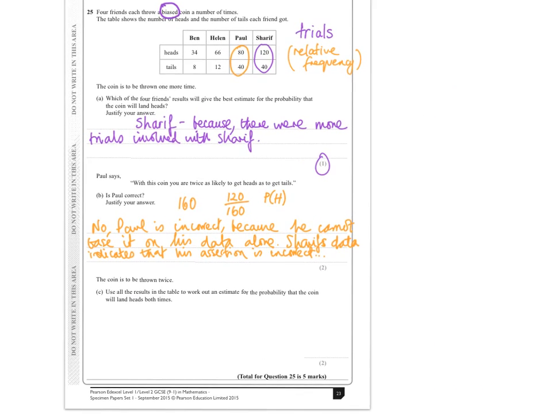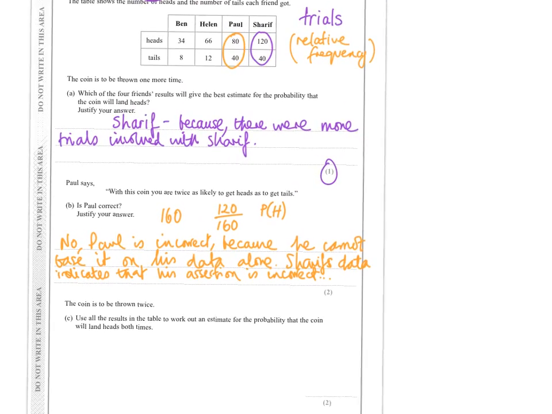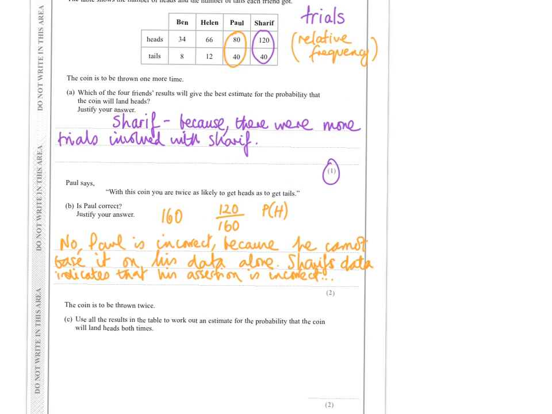Now, the last part, it says the coin is to be thrown twice. Use all the results in the table, and this is key, all the results in the table, to work out an estimate for the probability that the coin will land on heads both times. So this is by far the most difficult 2 marks on this question. So if we look at a probability tree, if we have our first coin here, and that is flipped or thrown, then it can either be head or it can be tails.